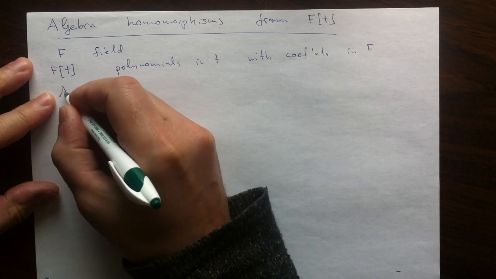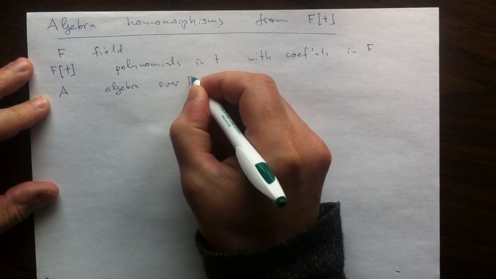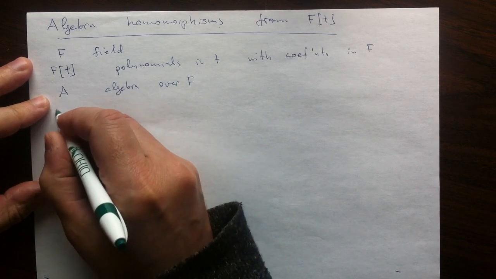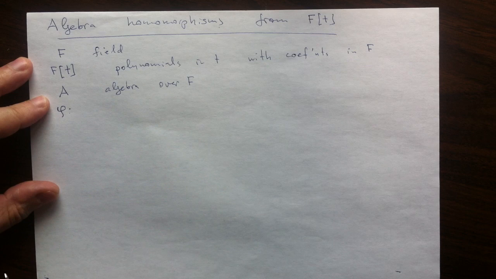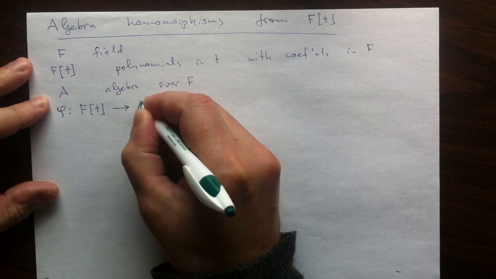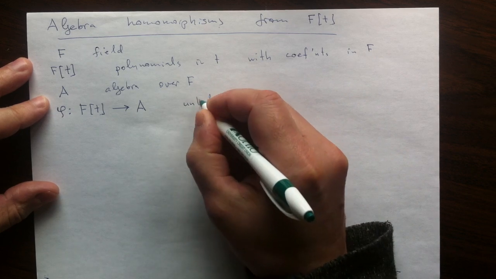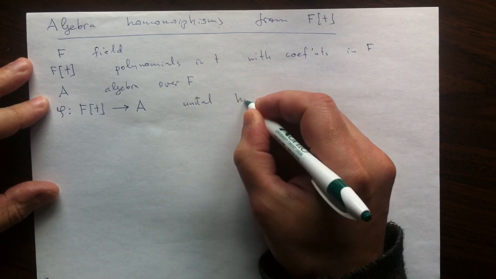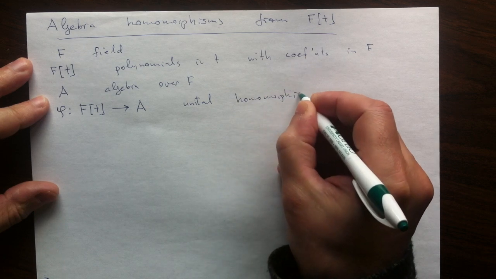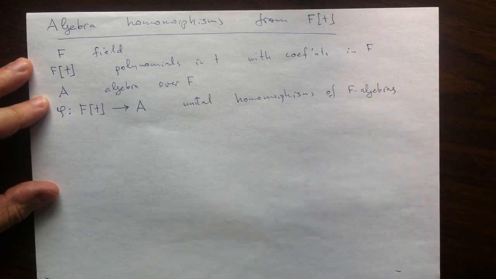And let's choose an arbitrary F algebra, let's call it A. So the story will be the story of homomorphisms between two algebras, the algebra of polynomials and the algebra A. And we will restrict ourselves to unital homomorphisms of algebras over F. So the story will be a complete description of such.